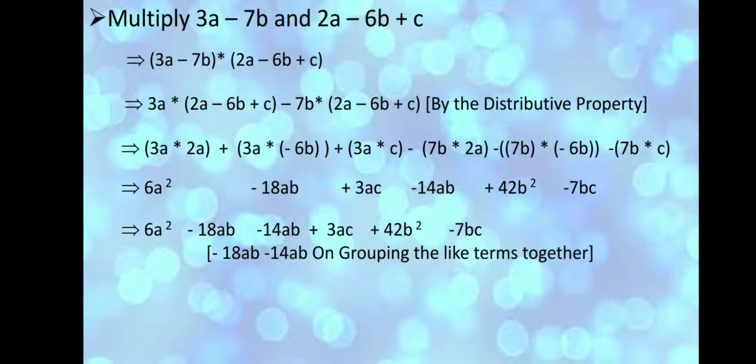And on grouping the like terms, what are the like terms in this? You'll have minus 18ab minus 14ab, right? And then what are you going to do? You're going to add them, and then what is your final answer? You will have 6a square minus 32ab plus 3ac plus 42b square minus 7bc. So this is your final answer.